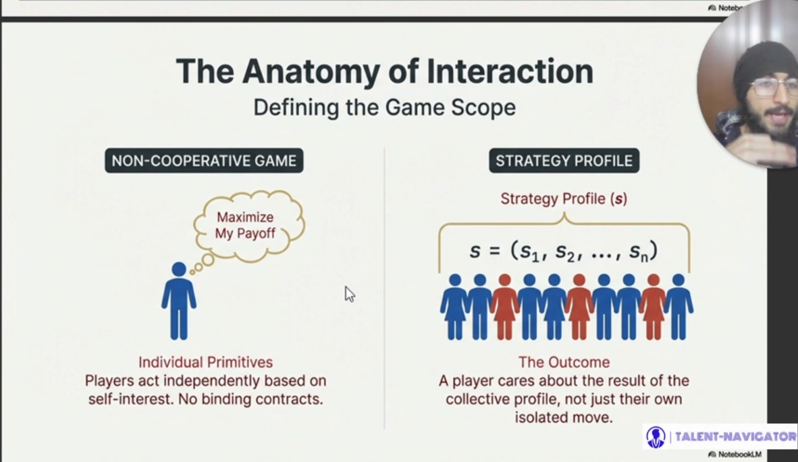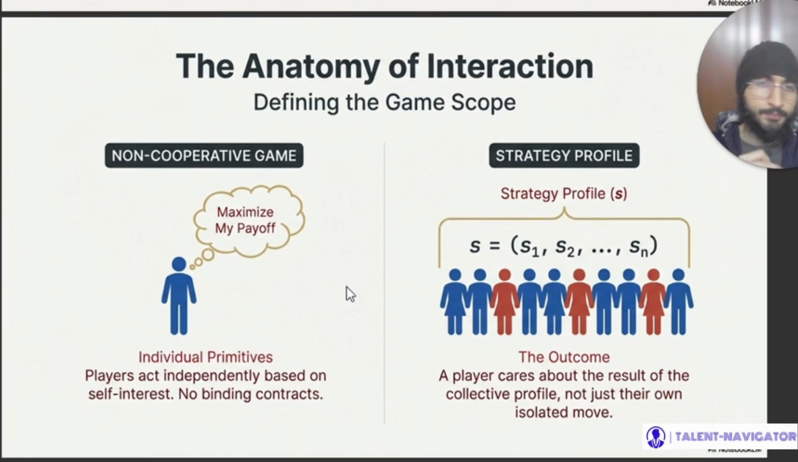That is, the player would be caring about the result of the collective profile as a whole, right? As a community, not just their own isolated move. So that is a strategy profile. This is the difference between non-cooperative game and a strategy profile. Non-cooperative game is solely for self-interest and it is subjective, while strategy profile is looking at the whole, the global outcome, right? The outcome of the whole group or the community.